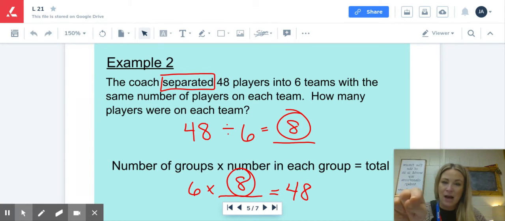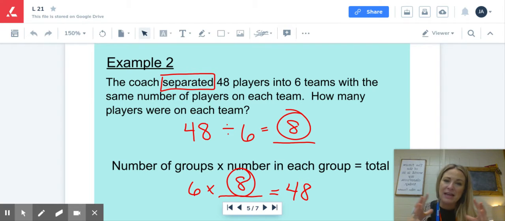demonstrated how to solve with dividing. So I've taken the 48 players separated, that's why I've boxed this word separated. It's one of those math vocabulary terms that when you hear that, your brain should signal that you're going to be dividing. You're separating out. Just like I took my package of cookies this morning and I separated them out onto the desks. I divided them out amongst students.